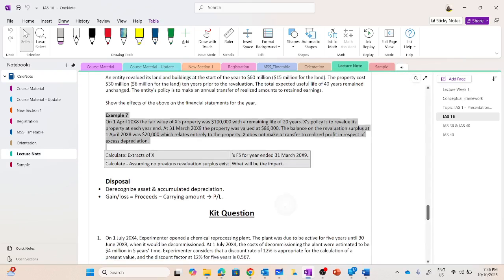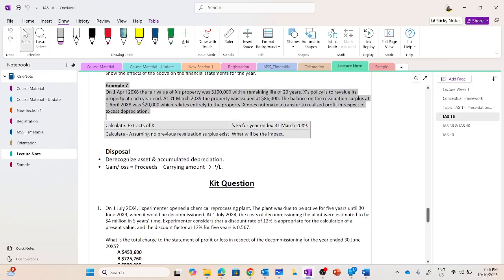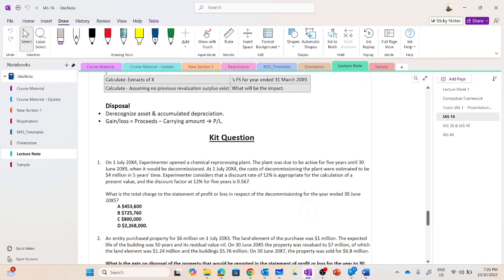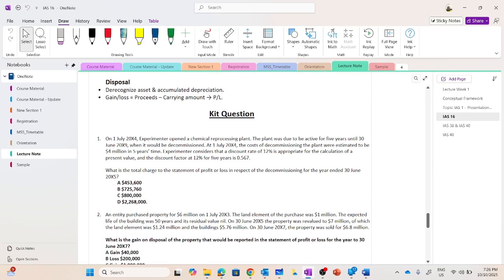Then we are going to look at how we can account for disposal of revalued assets. For now, we are going to keep it short. During our live online classes, we are going to solve these past exam questions. I have 5 questions for us to solve, but let's go through this first one.